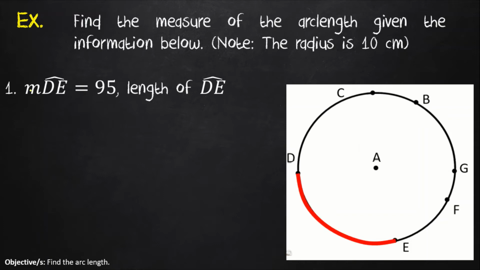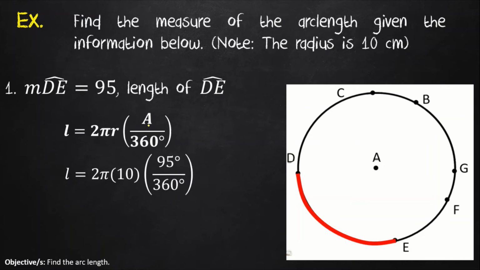So, the measure of arc DE, ito represented by this red arc, is 95 degrees. Now, hahanapin daw natin ang length ng arc DE. So, let us apply the formula na na-derive natin kanina, and that is the arc length is equal to 2 pi r times A over 360 degrees. Again, ang r is the radius of the circle at ang A is the degree measure of the arc.